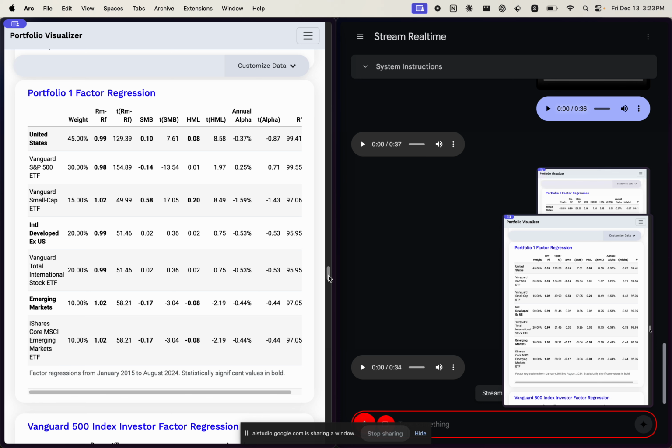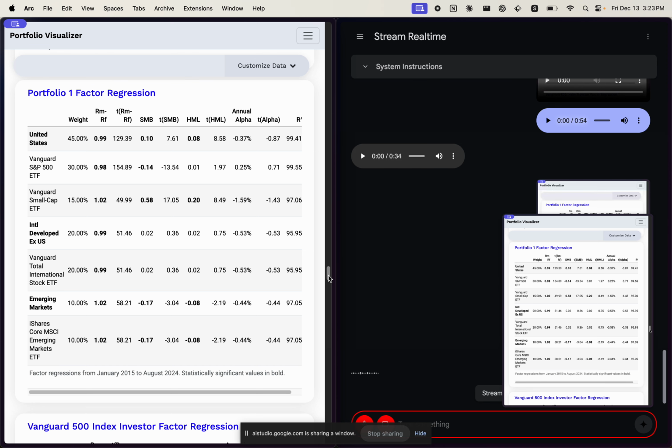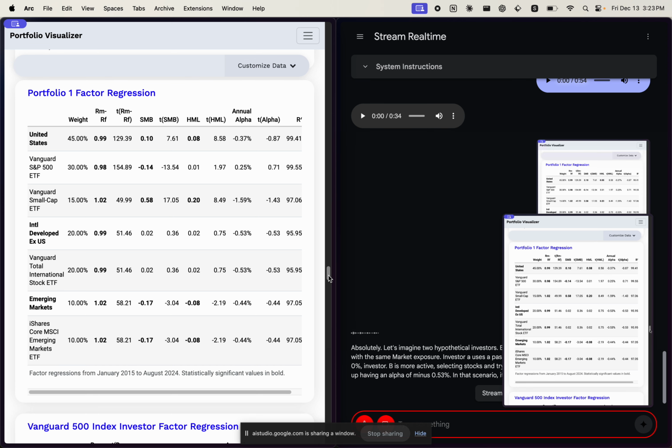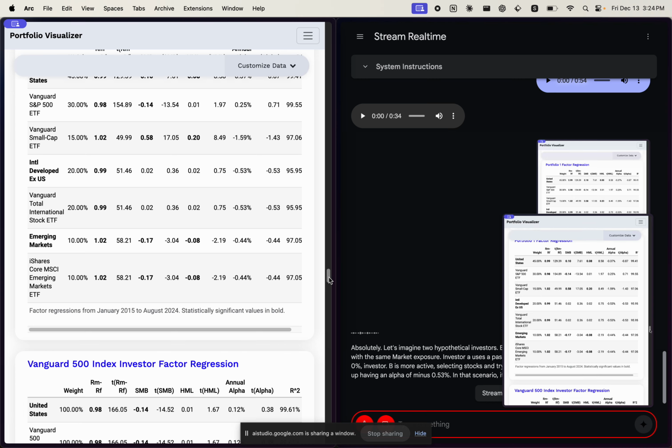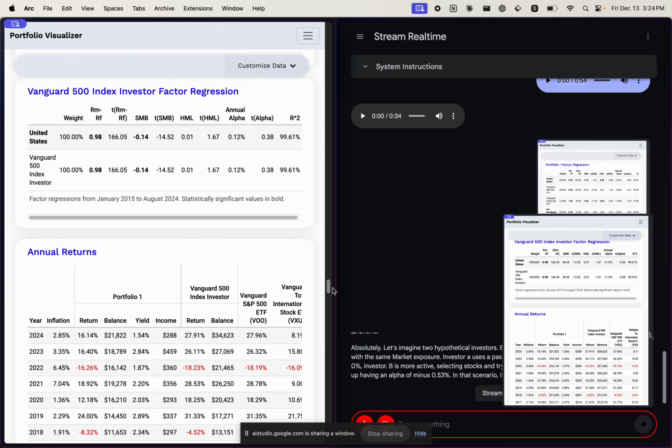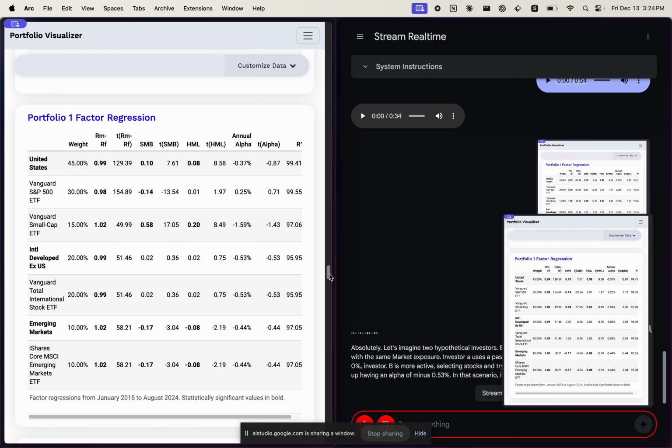Yeah, can you give me like a more simplified example just so I make sure I fully understand it? Absolutely. Let's imagine two hypothetical investors, both investing in the same international stock market with the same market exposure. Investor A uses a passive index based approach, so their annual alpha is 0%. Investor B is more active, selecting stocks and trying to beat the market. Investor B, after a year, ends up having an alpha of minus 0.53%. In that scenario, it would mean that, relative to other factors, their specific choices resulted in underperformance. Does that example help to simplify the concept for you?